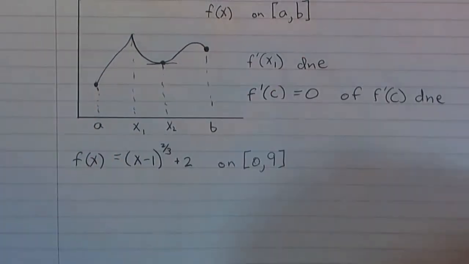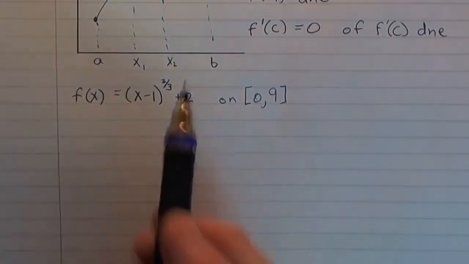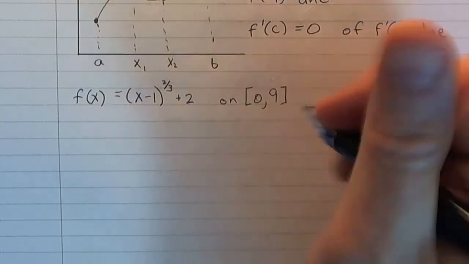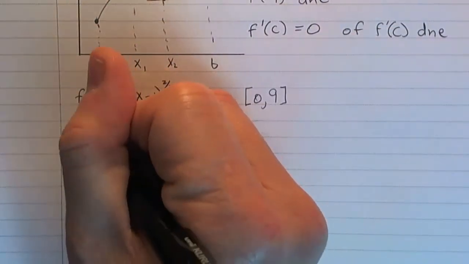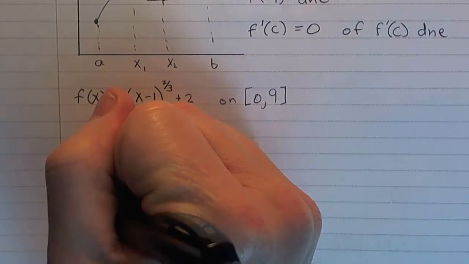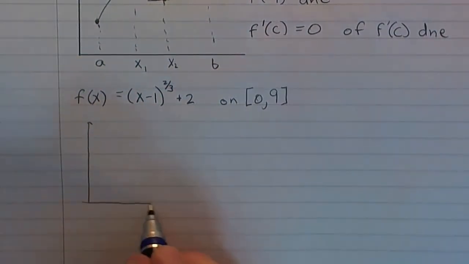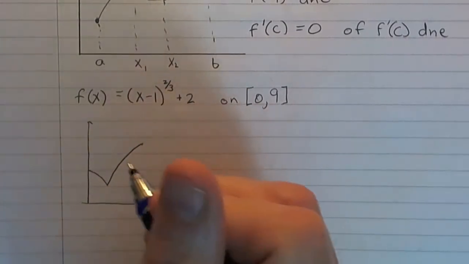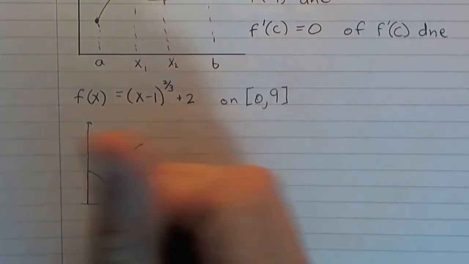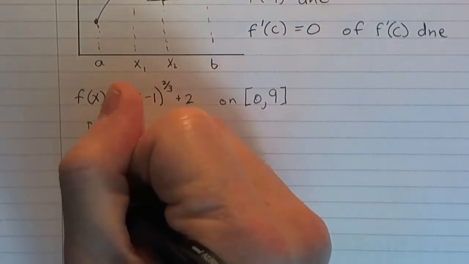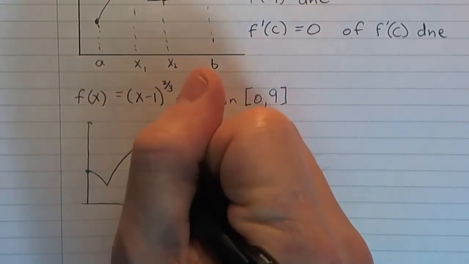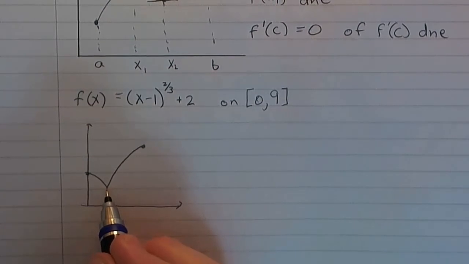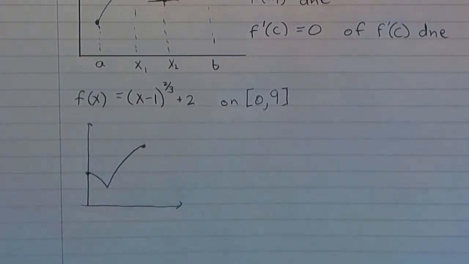Okay, those are the two things. Now, to illustrate that, I've got this example here. If you look at the graph of this particular function, let me do just a quick sketch. The graph is going to look something like that. That's what the graph is going to look like, and we're going from 0 to 9. You can see there's a sharp point right here. So let's go ahead and explore this.